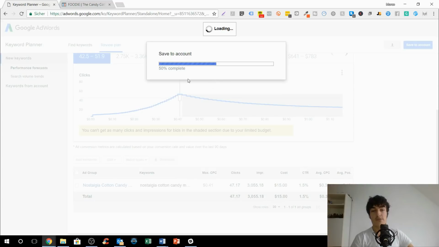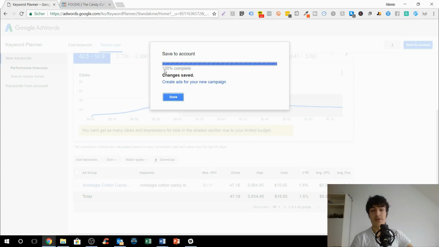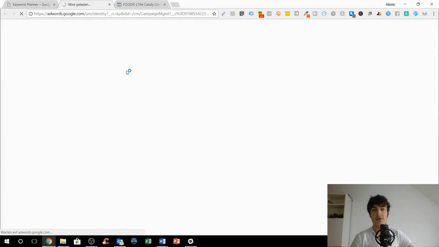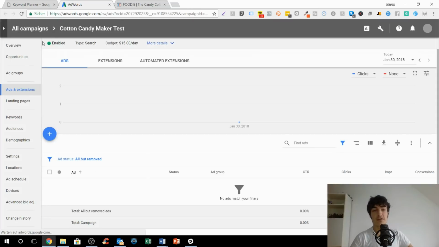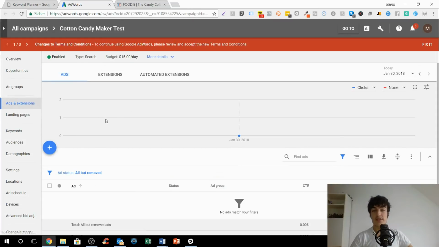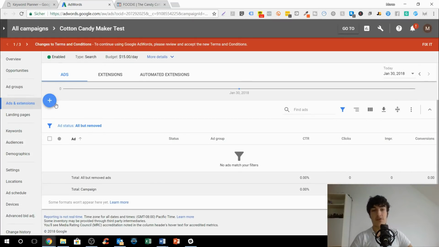So now AdWords is creating our campaign and saving it to the account. Now we can create ads for this campaign, and this is the second part. The first part was about keyword research. We did it really fast and not really in depth. But the first part is keyword research. The second part is coming up with a highly engaging ad.